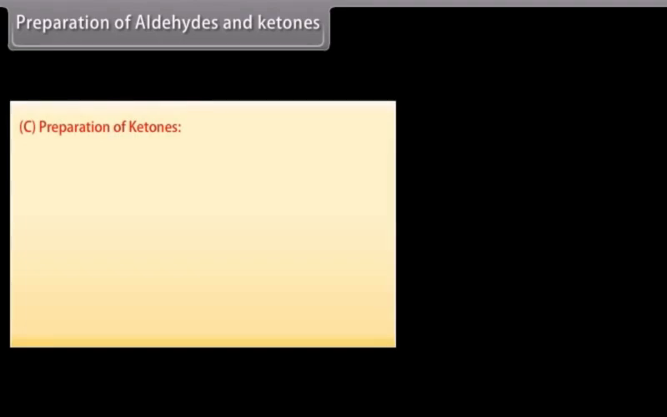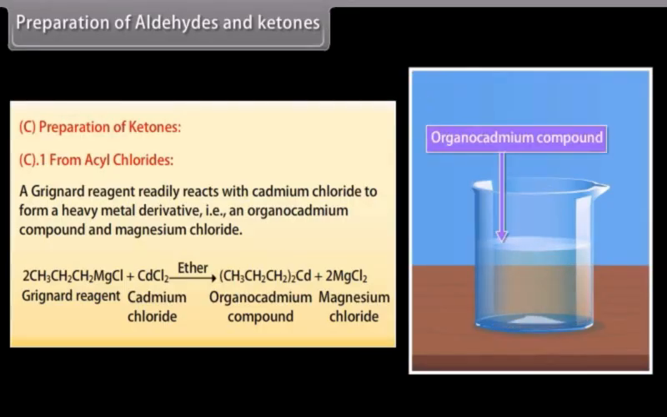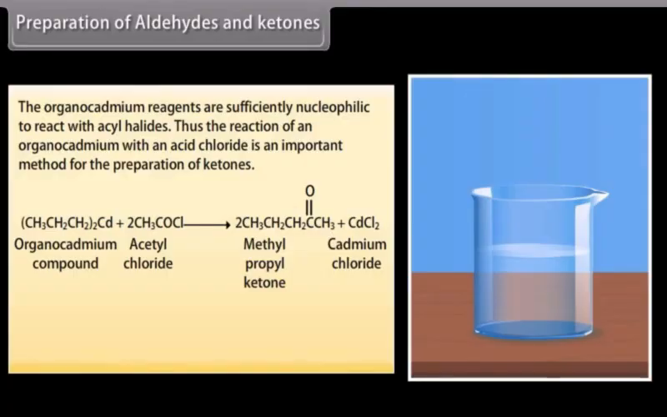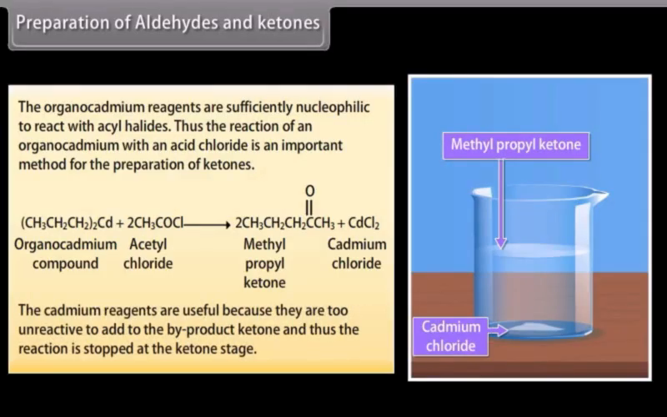Preparation of aldehydes and ketones. Preparation of ketones from acyl chlorides. A Grignard reagent readily reacts with cadmium chloride to form a heavy metal derivative, that is an organocadmium compound, and magnesium chloride. The organocadmium reagents are sufficiently nucleophilic to react with acyl halides. Thus, the reaction of an organocadmium with an acid chloride is an important method for the preparation of ketones. The cadmium reagents are useful because they are too unreactive to add to the product ketone, and thus the reaction is stopped at the ketone stage.